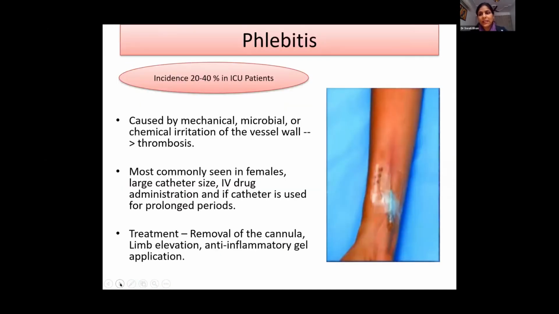The incidence of phlebitis is around 20 to 40%, and it is caused by mechanical, microbial or chemical irritation of the vessel wall, leading to thrombosis. It is most commonly seen in females, with the use of large catheters, IV drug administration, and if the catheter is used for a prolonged period. However, the treatment is simple. We should remove the IV cannula where the phlebitis has developed. Limb elevation and anti-inflammatory gel application will be helpful.